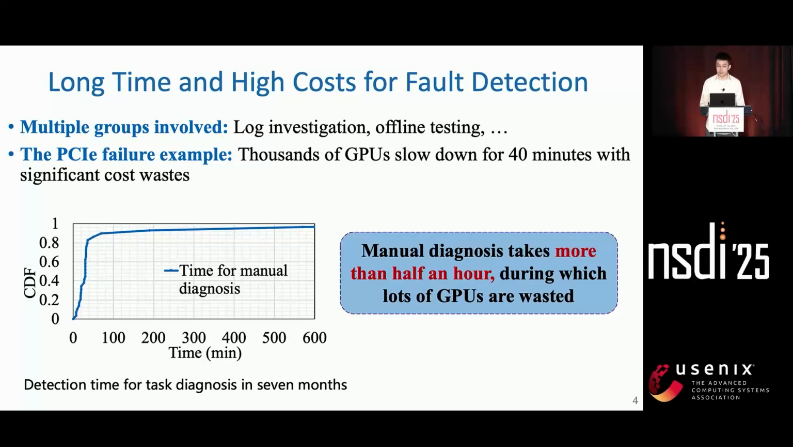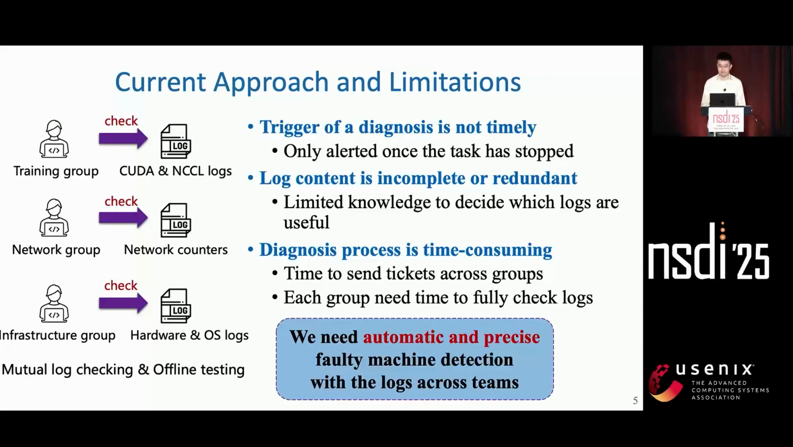According to our analysis, over 7 months of production data in ByteDance, the average detection time to identify the faulty machine exceeds half an hour. Such delays can significantly escalate both costs and time.